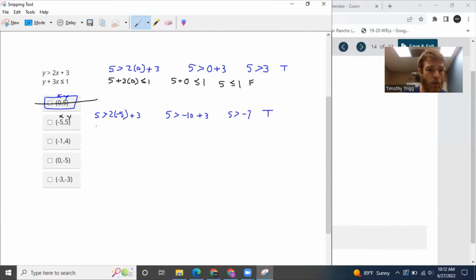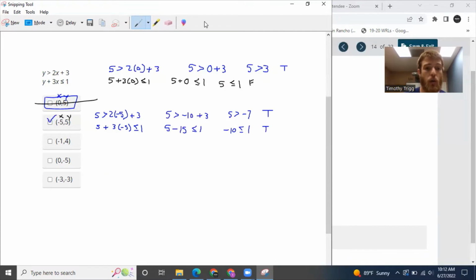Let's check the second inequality. 5 plus 3 times negative 5 is less than or equal to 1. This looks like a true statement as well, because this is 5 minus 15. Remember, positive times a negative is negative, so that's why it's negative 15 here. And this is definitely less than or equal to 1, right? Because 5 minus 15 is negative 10, and negative 10 is definitely less than 1. So that produces a true statement for both inequalities. So this would definitely be part of the solution set.